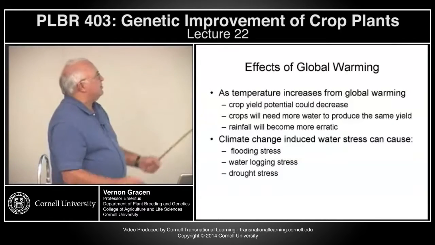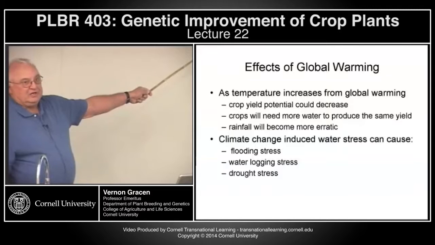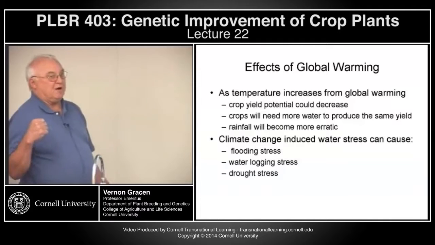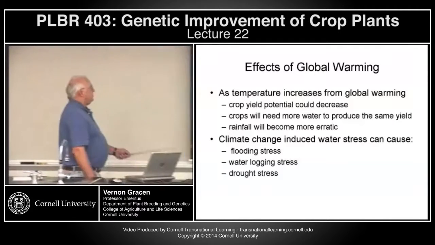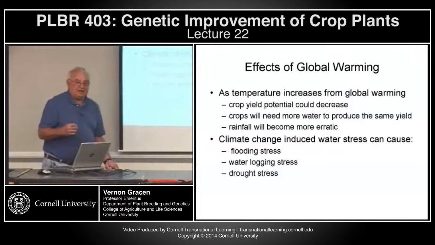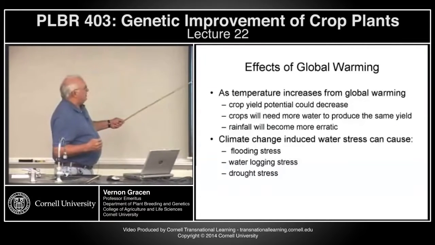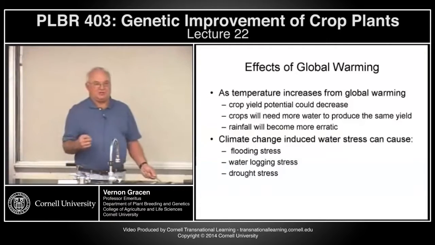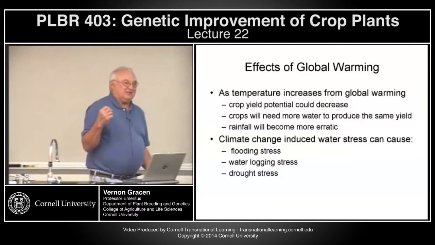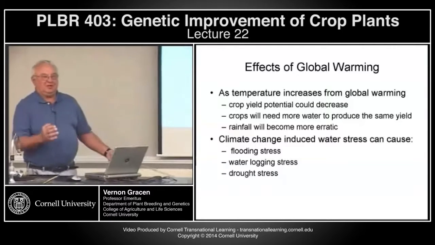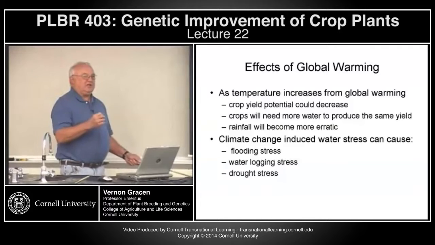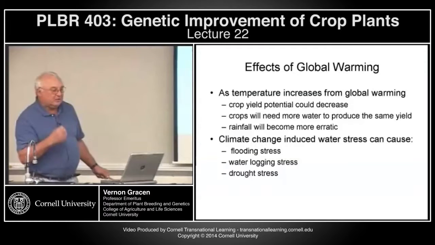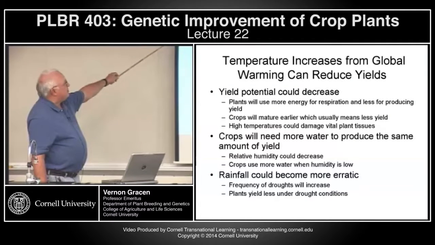Well, as temperature increases, we could get a decrease in crop yield. We could require more water to produce the same amount of yield, and rainfall will become more erratic. Droughts will be more frequent, but also flooding stress and waterlogging stress will occur because rainfall patterns will shift, and areas that have been dry might suddenly get more rains, and areas that have had sufficient moisture could dry up. Why does yield potential decrease?